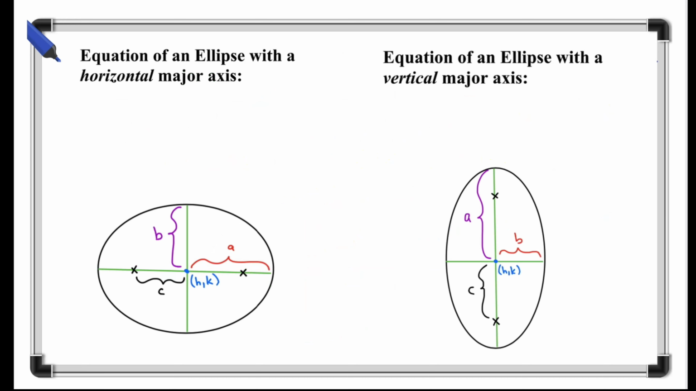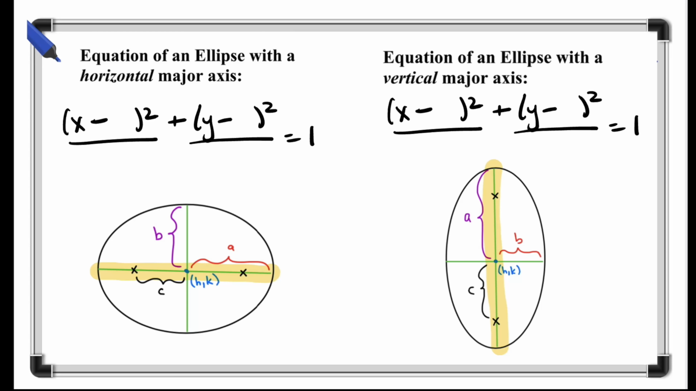So your ellipse can have either a horizontal major axis or a vertical major axis. Now, the best way to look at that is to look at the a value. The a value is always going to be greater than the b value. So if the a value is larger along the x, or the horizontal axis, the major axis is horizontal, and if the a value is on the y, that makes the vertical axis the major axis.